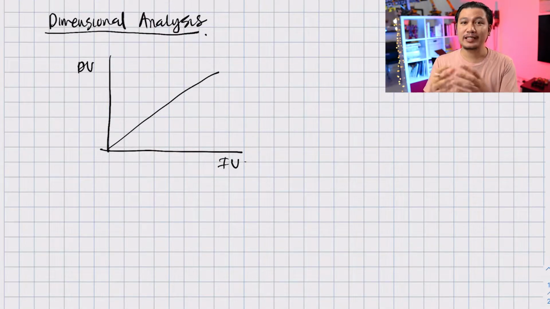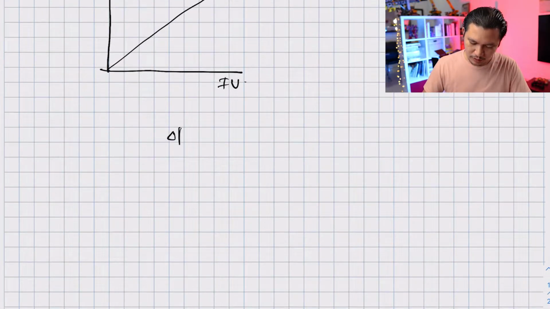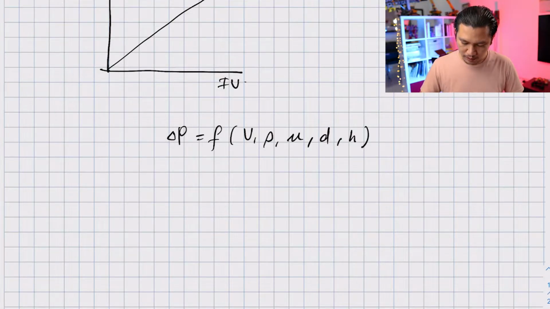But the problem is, let's say that you have 5 independent variables that define this one dependent variable. How would you do that? That would make our experiment very complicated. For example, if I assume that a pressure drop across something depends on the flow velocity, density, viscosity, diameter, and also gap height. Okay, now you have about 5 independent variables that define the dependent variable.